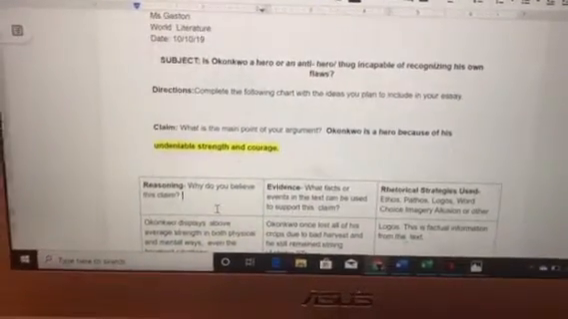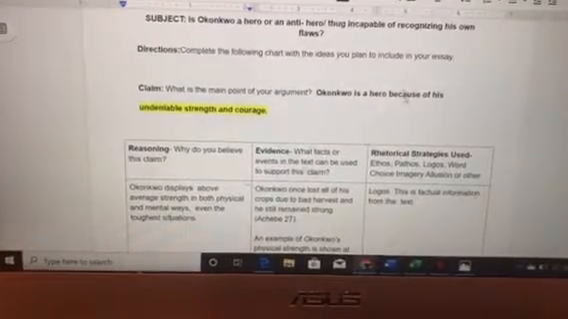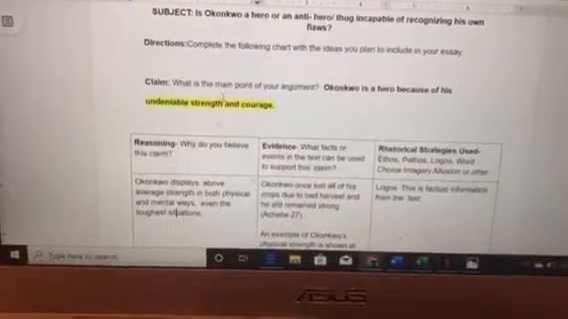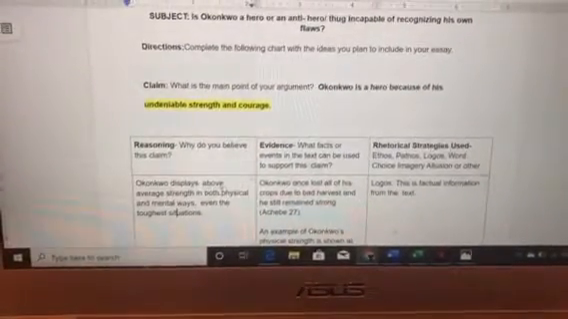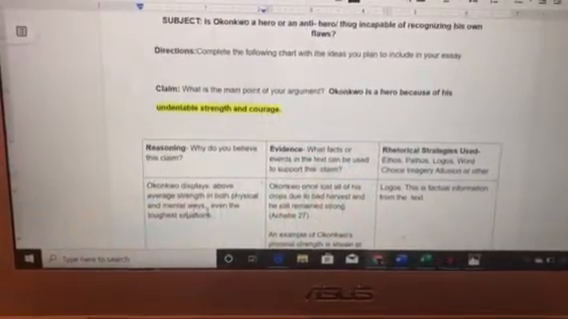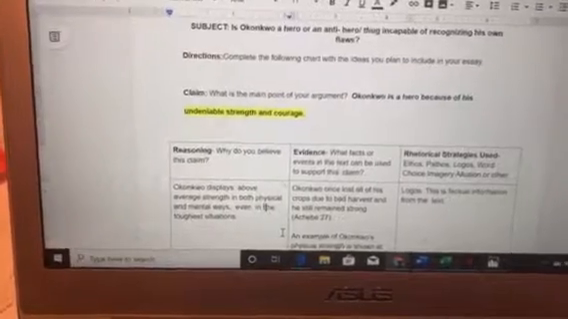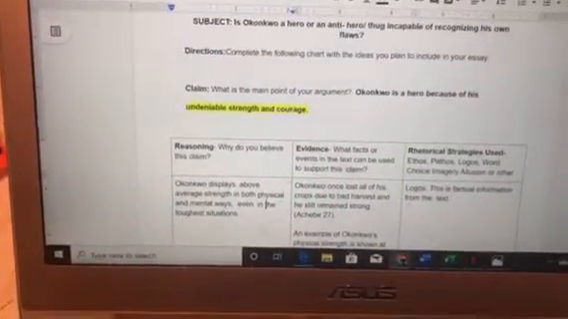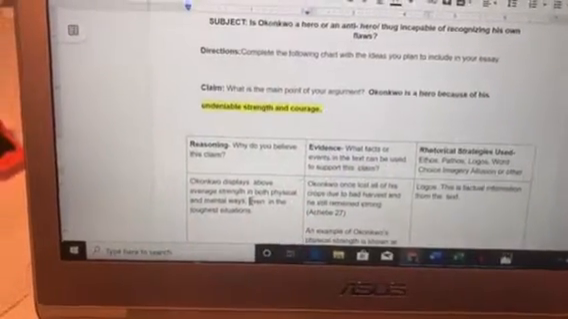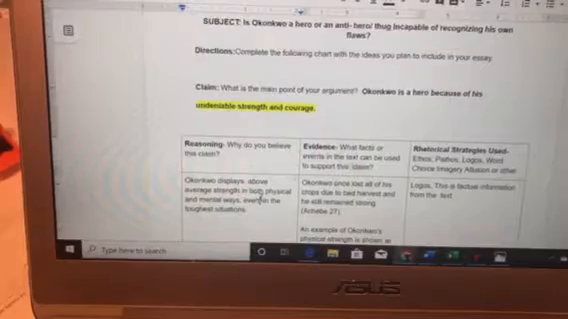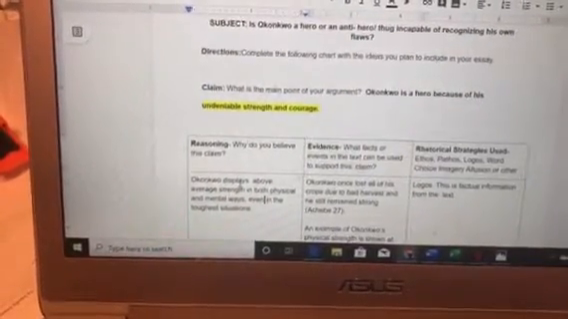Okay? Reasoning. Why do you believe this claim? Again, I believe that Okonkwo is a hero because of his undeniable strength. Let's use the example of his undeniable strength. Okonkwo displays above average strength in both physical and mental ways, even in the toughest situations. Now, I've given some qualifiers about what kind of strength I see and what situations I see him showing this strength. I'm going to have to find evidence to support what I say here in my reasoning.